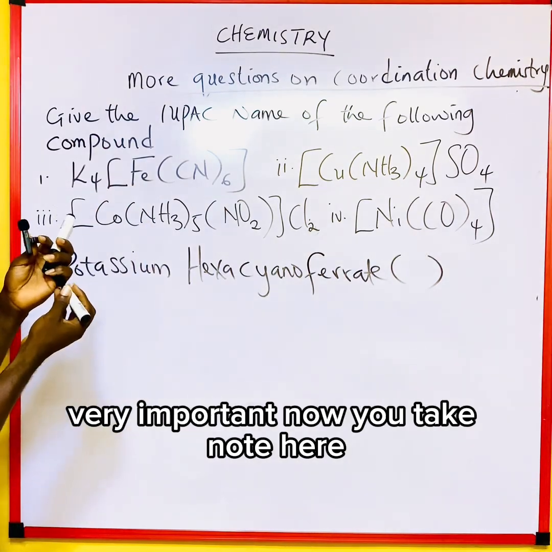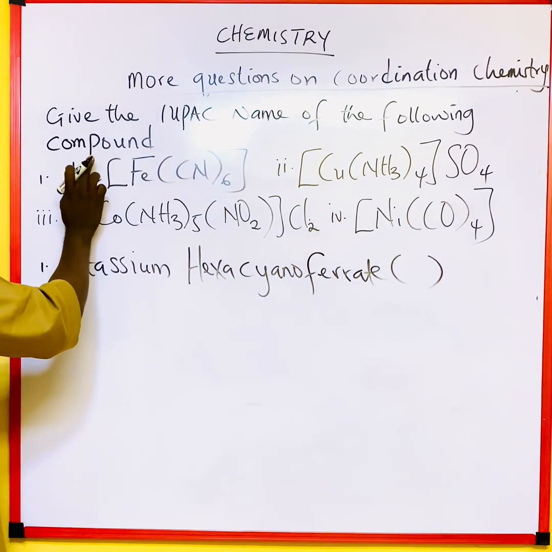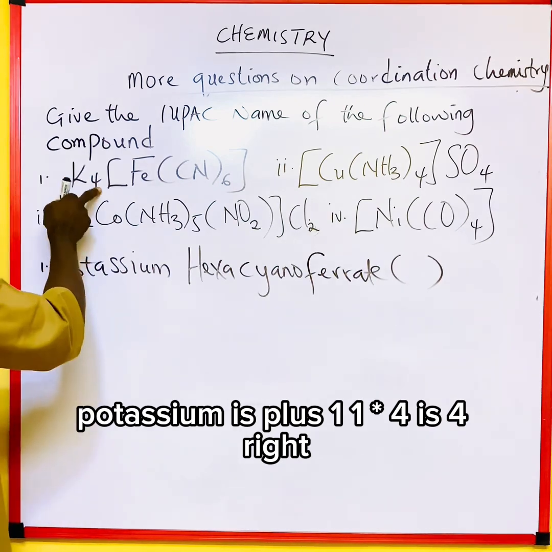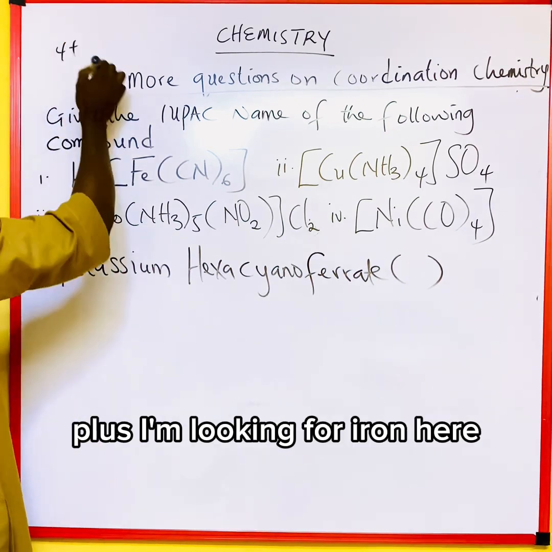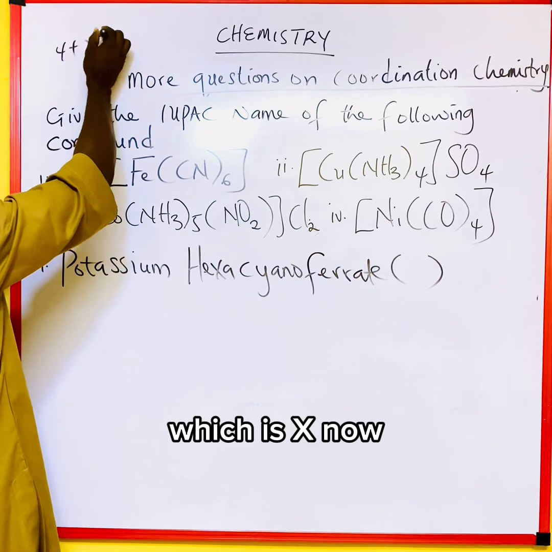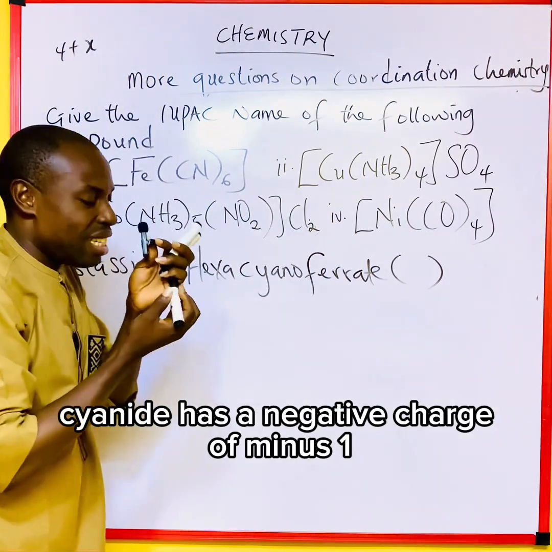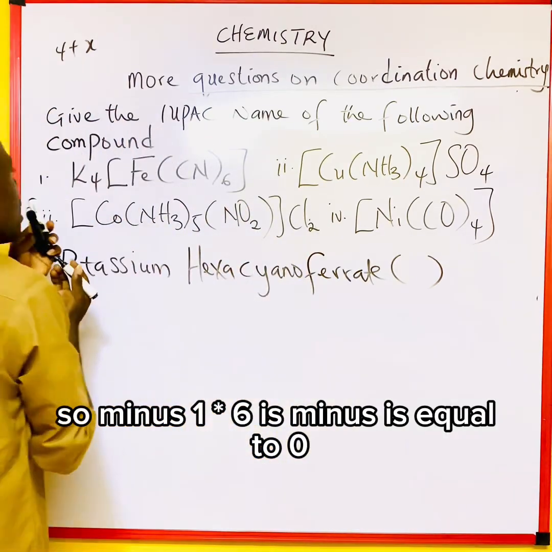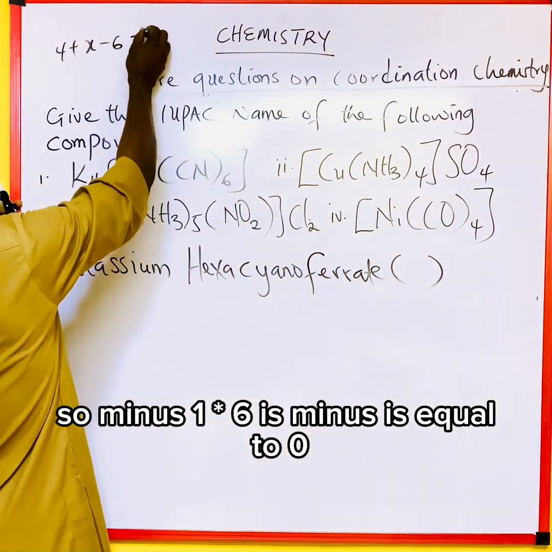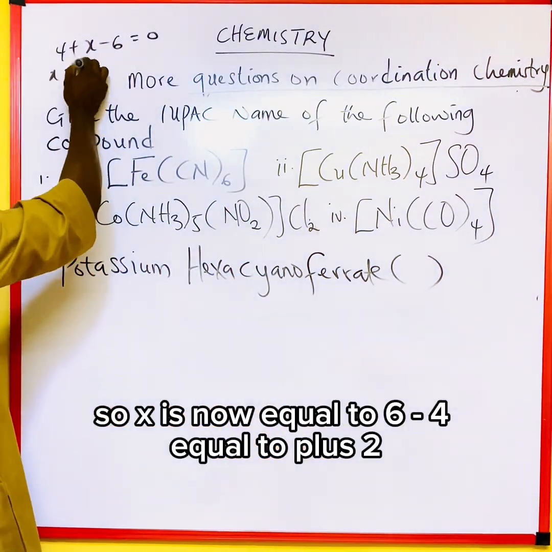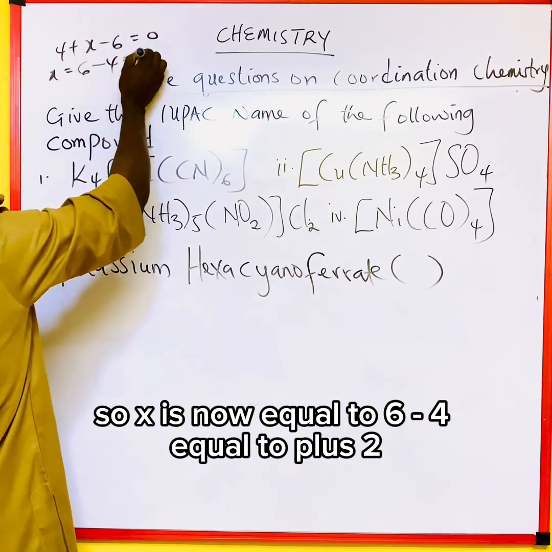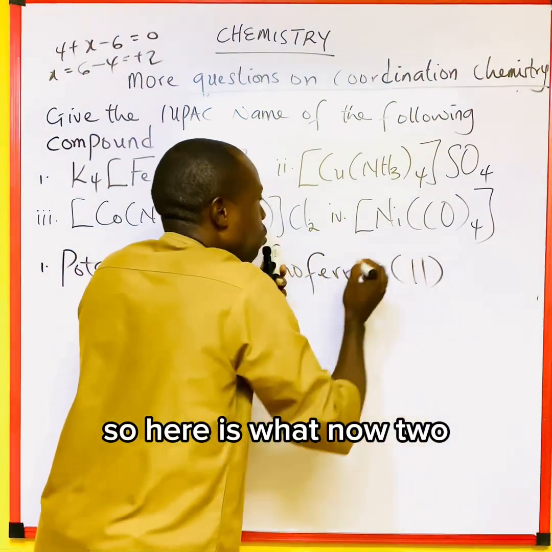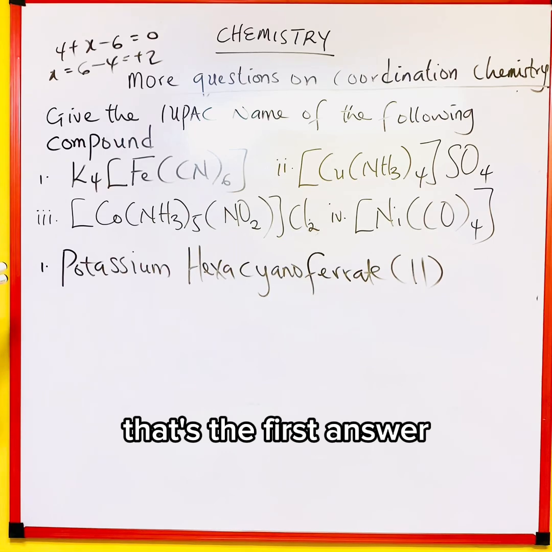Now, you must put the oxidation state of iron here. It is very, very important. Take note here, potassium here is +1. 1 times 4 is 4, plus, I'm looking for iron here, which is X. Now, cyanide has a negative charge of -1. So -1 times 6 is -6, equal to 0. So X is now equal to 6 minus 4, equal to +2. So here is 2. That's the first answer.